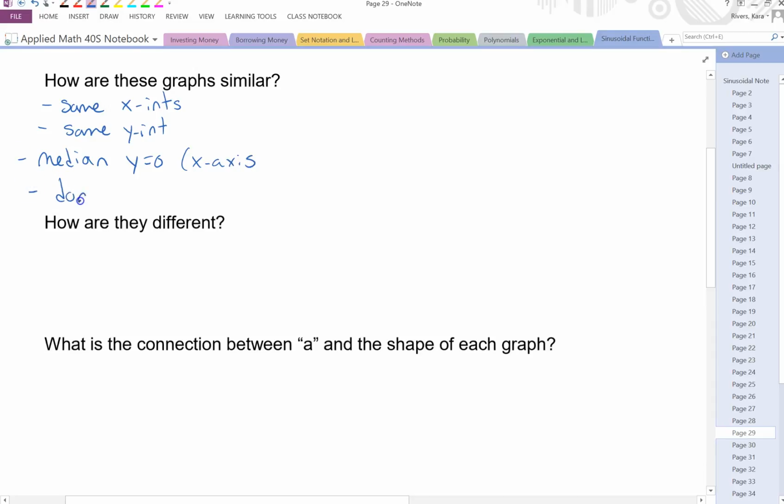Our domain stays the same, and the period's the same. Now you could do this in degrees or radians, it doesn't matter. It's going to give you the same answers. Now in terms of how they're different, well, we saw that their amplitude changes. And because of that, so does our range.